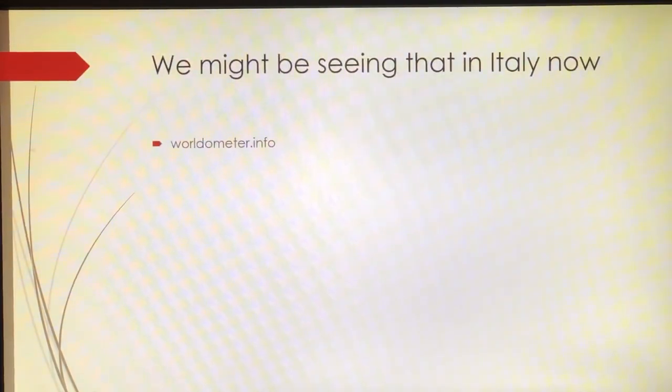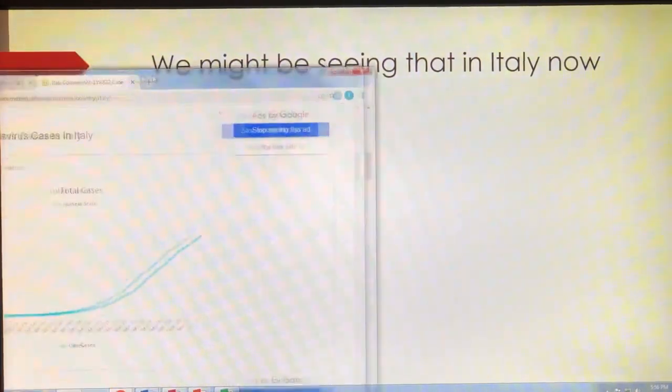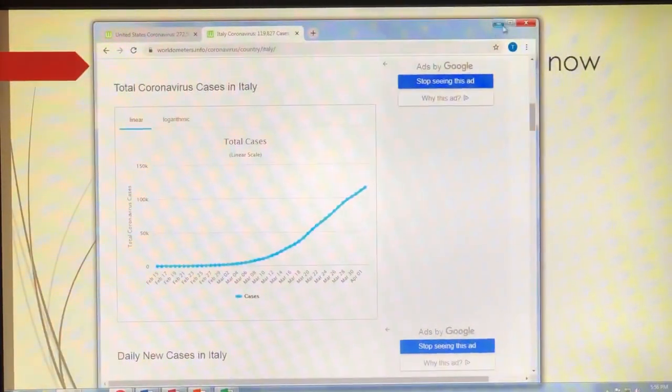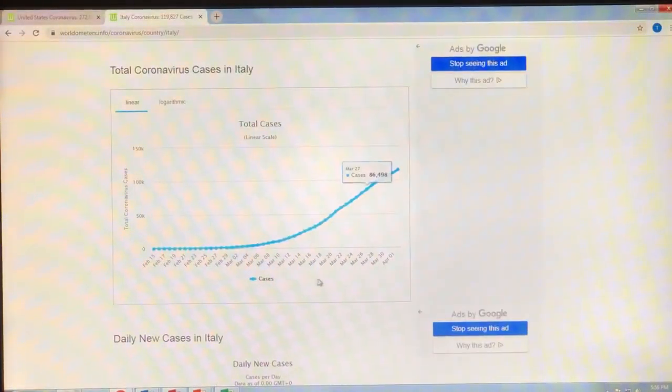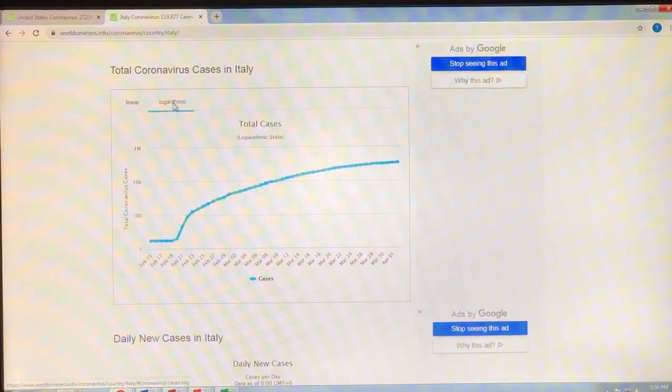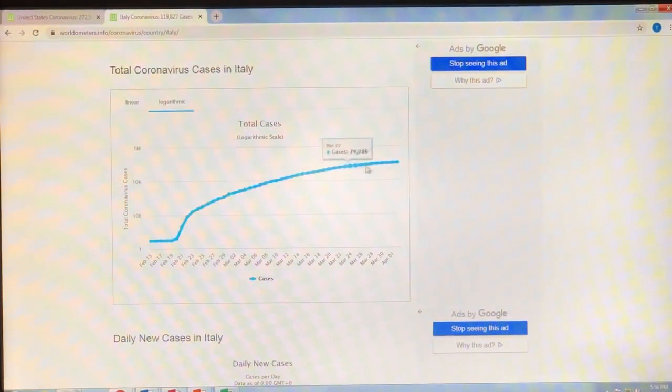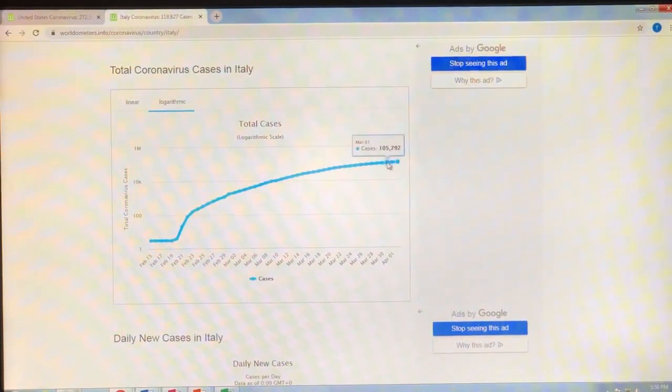So we might be actually close to seeing that type of pattern in Italy right now. So this is the current data from the worldometers.info website. And this is the total cases of coronavirus in Italy. Okay. So again, if we look at these on the log scale, we talked earlier about how the curve has flattened out, which tells us that the epidemic is decelerating. Excuse me, the growth rate is decreasing.